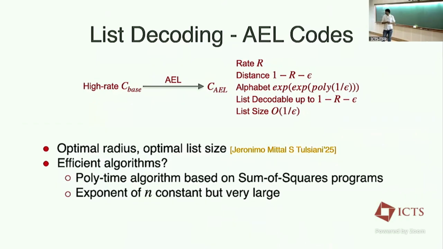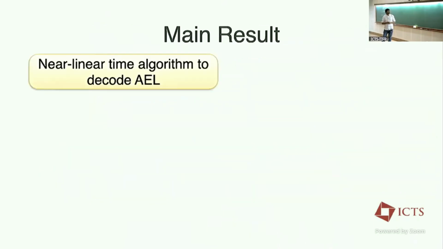So can we remedy this situation? And it's even more important because for expander-based codes, the unique decoders are linear time. And these AEL codes, now that we know that they can be decoded with optimal list size up to optimal radius, maybe there is a linear time algorithm waiting to be discovered there, which would give a truly linear time code decodable up to the optimal radius, which we probably do not expect Reed-Solomon to do, because there even the unique decoders don't run in linear time. So our main result is a near linear time algorithm to decode this construction.